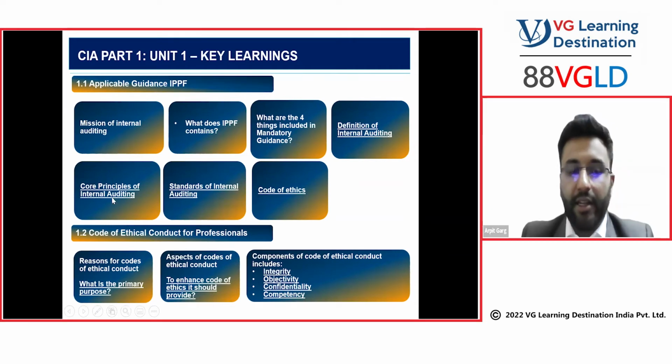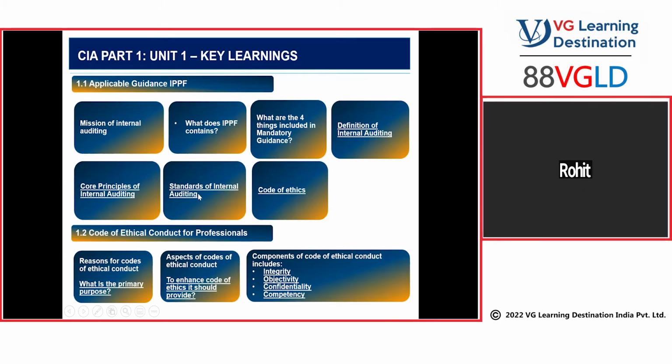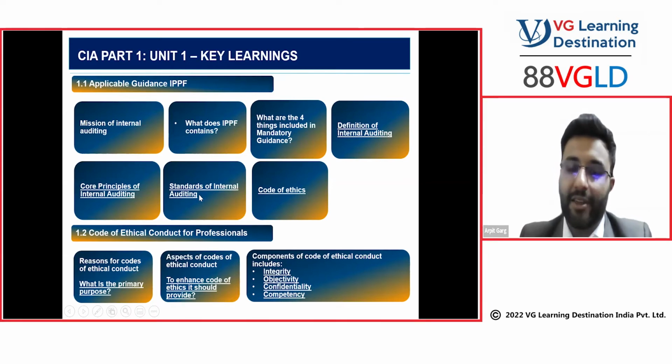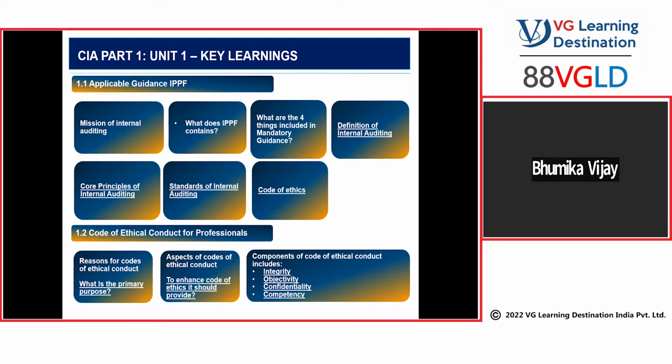Okay. Then the 10 core principles. How many core principles, folks? 10 core principles, right? So we are clear with that. The standards, the 4 types of standards. Are we clear with that? The 4 types of standards are attribute, performance, interpretation, and implementation. Okay, just out of curiosity, how many attribute standards? Though it will not be asked in the examination. 19. And how many performance standards? 33. All right, very good.